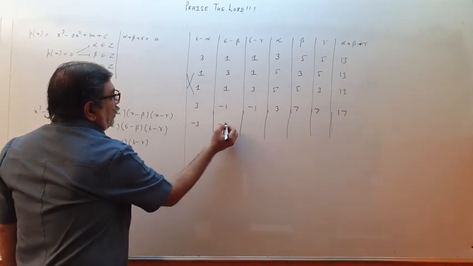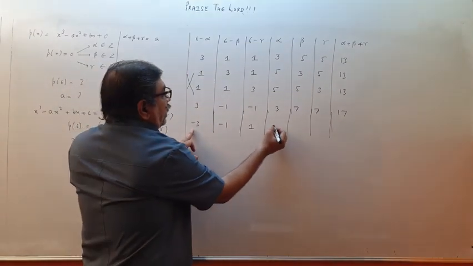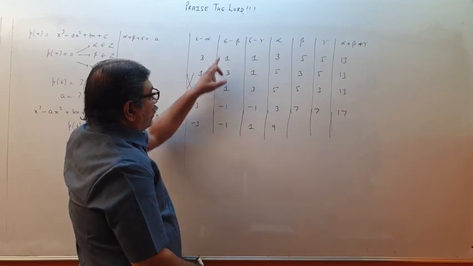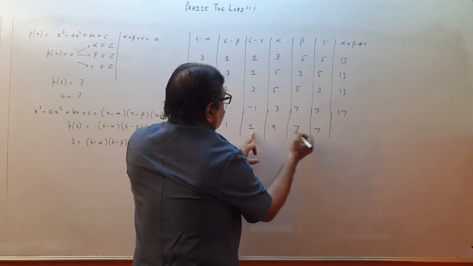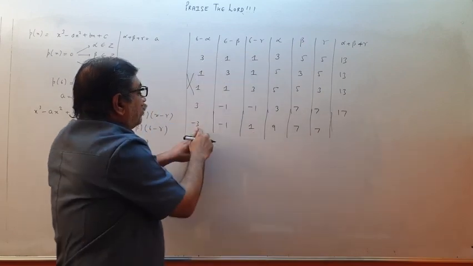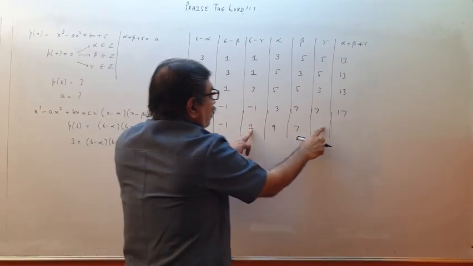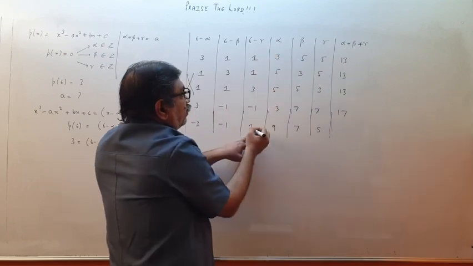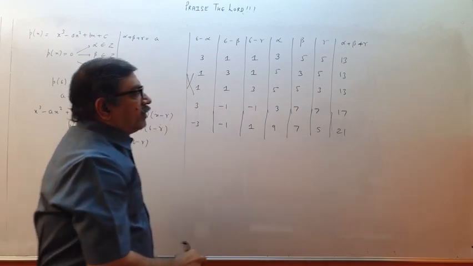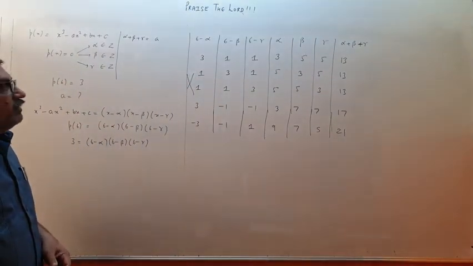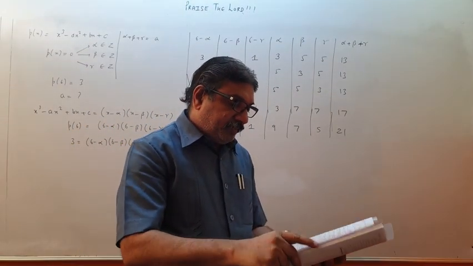Then we can have minus 3, minus 1 and 1. So if 6 minus alpha is minus 3, this will be 9. Then if 6 minus beta is minus 1, this will be 7. And 6 minus gamma is 1, this will be 5. So 6 minus alpha is minus 3, so 6 plus 3, 9. 6 plus 1, 7. And 6 minus 1, 5. So 9 plus 7, 16. 16 plus 5, 21. So alpha plus beta plus gamma can be 13, 17 or 21. And accordingly, a can be 13, 17 and 21. Like this we get.